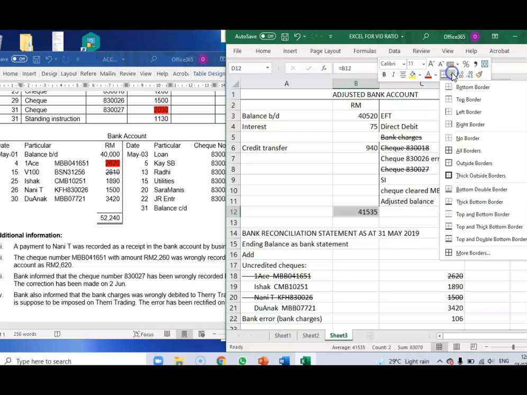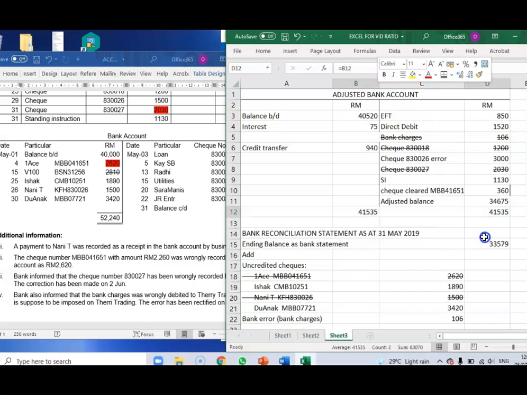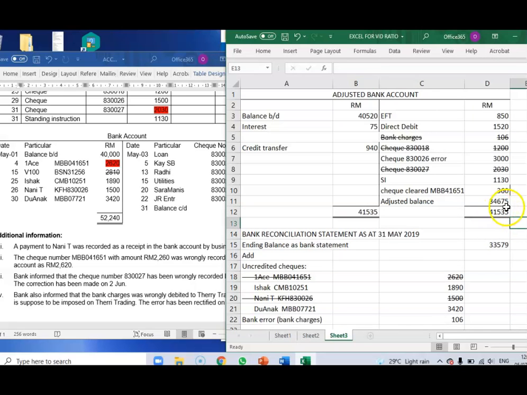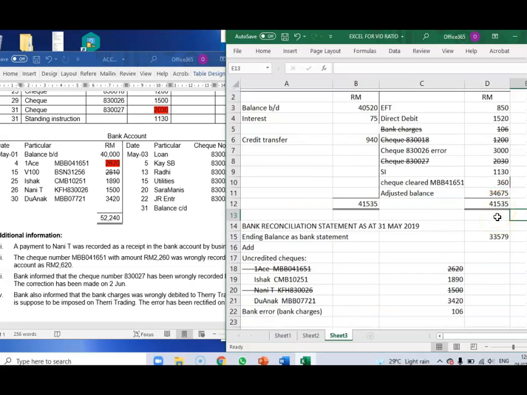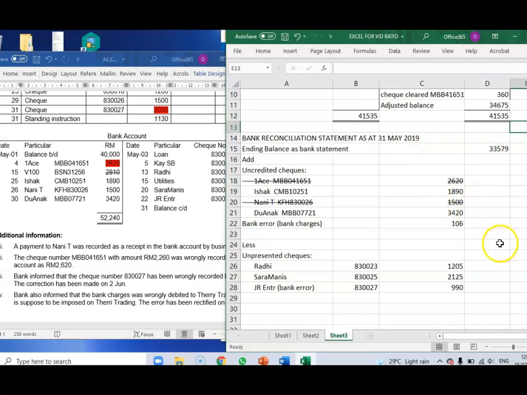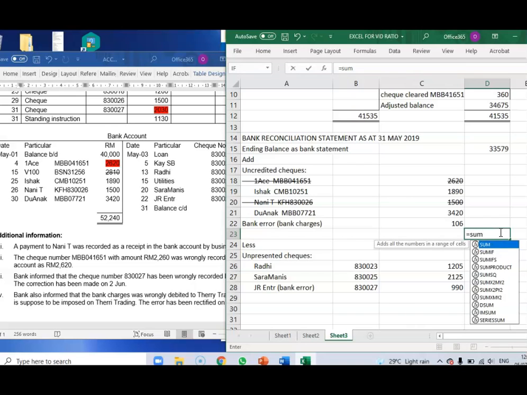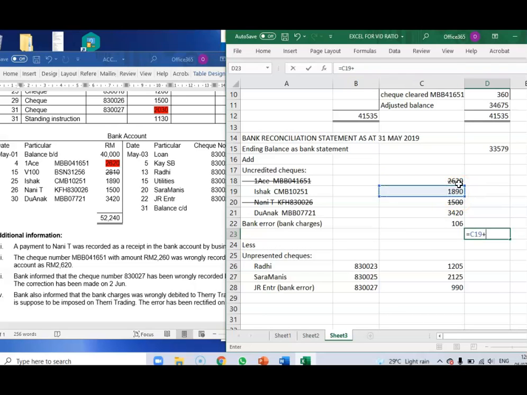It's 34675. Okay, now we calculate the total of add up. You cannot do this sum, dangerous. Okay, here add with this one, add this one. Okay, that is the total add, and you have the total less.